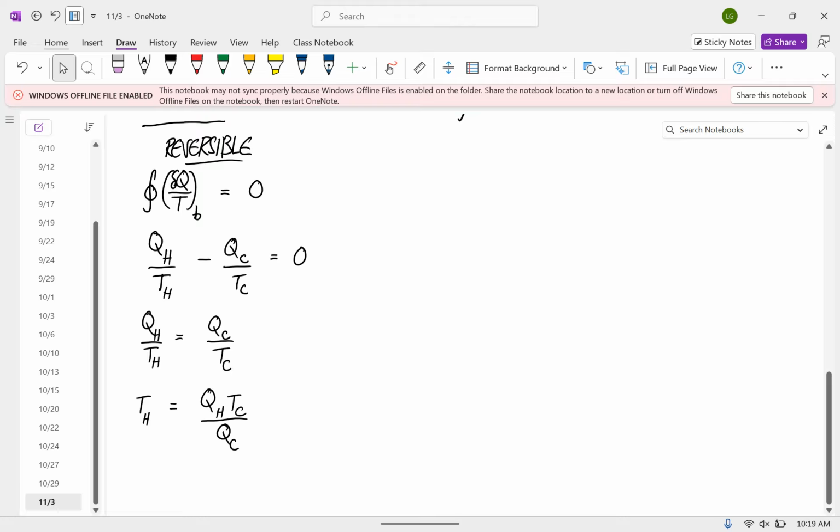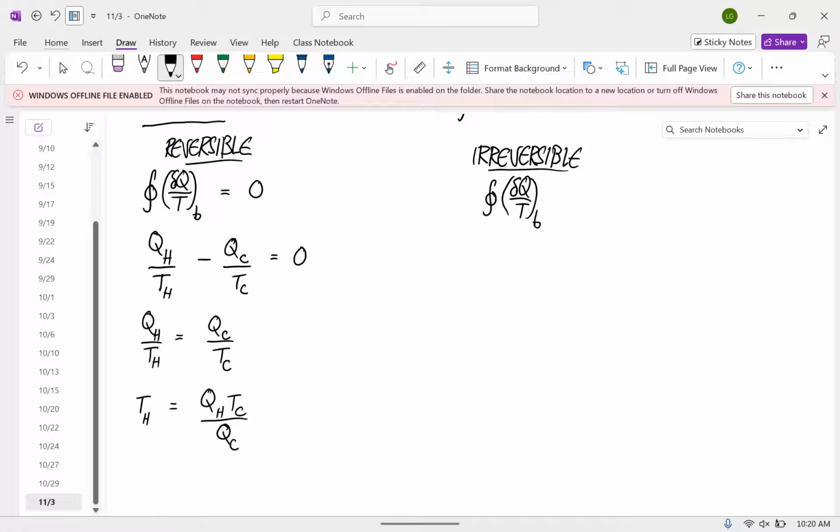And now we're going to do the same thing for the irreversible. The steps are all going to be the same. The difference is just that we have an inequality over here. So for the irreversible case, we know that the integral over the cycle of all the heats divided by the temperature has to be less than 0. Any questions about that?